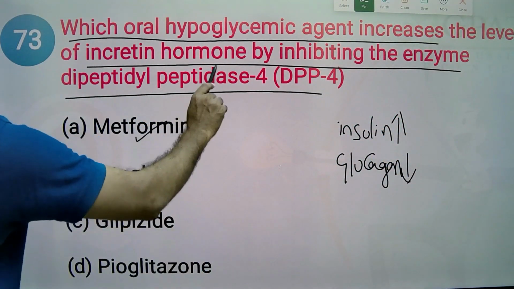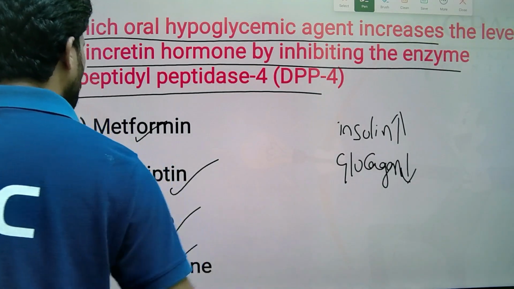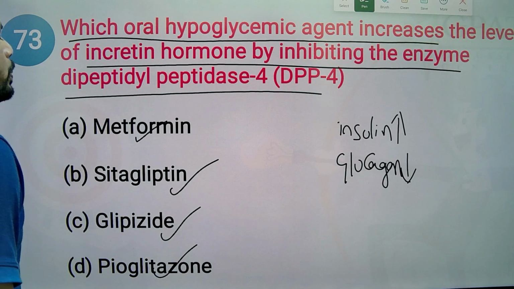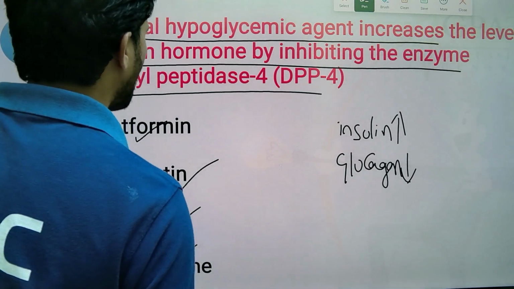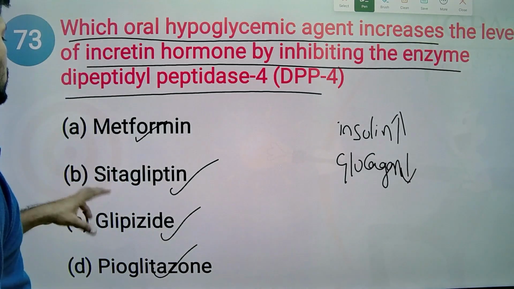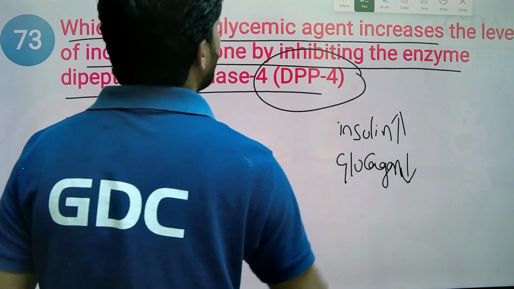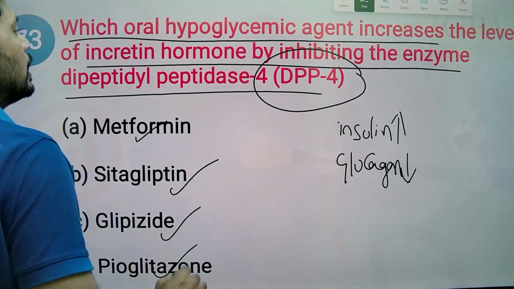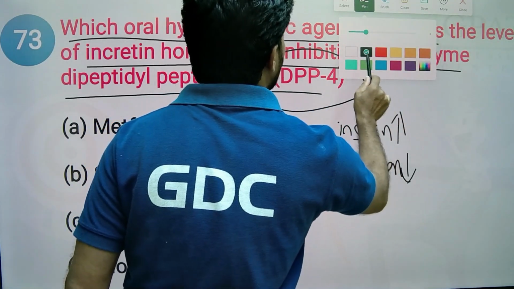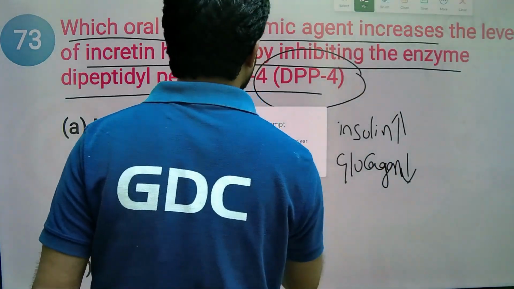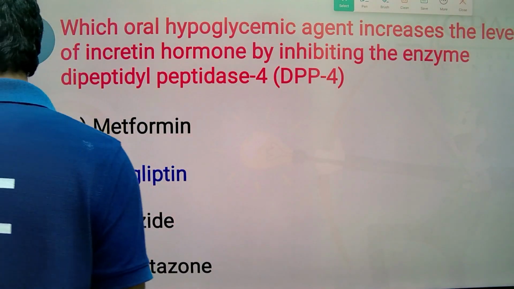Metformin is chemically a biguanide, glipizide is a sulfonylurea, and glitazones bind to PPAR gamma receptors. Here, sitagliptin and vildagliptin are the drugs that inhibit the DPP4, dipeptidyl peptidase 4 enzyme, and increase the incretins. Incretins increase insulin production and decrease the glucose levels in the blood. So sitagliptin, vildagliptin.